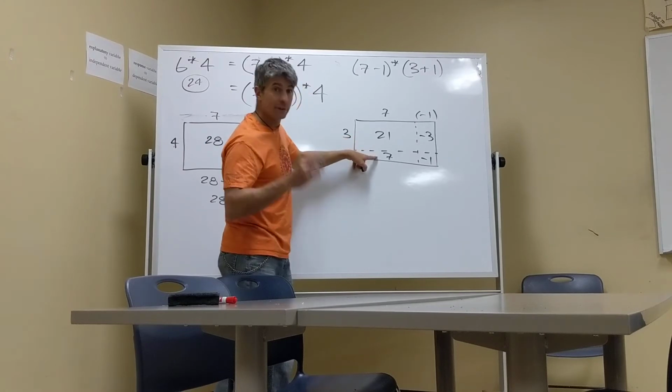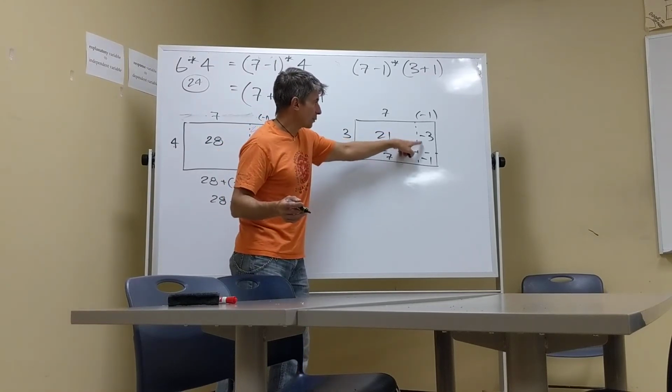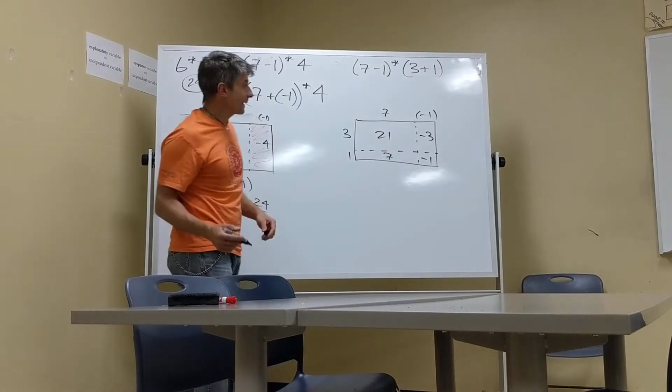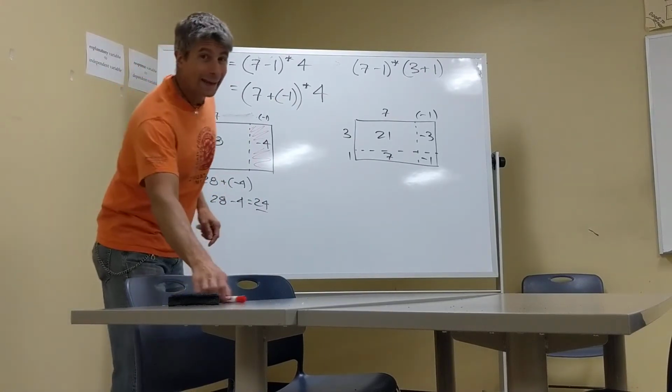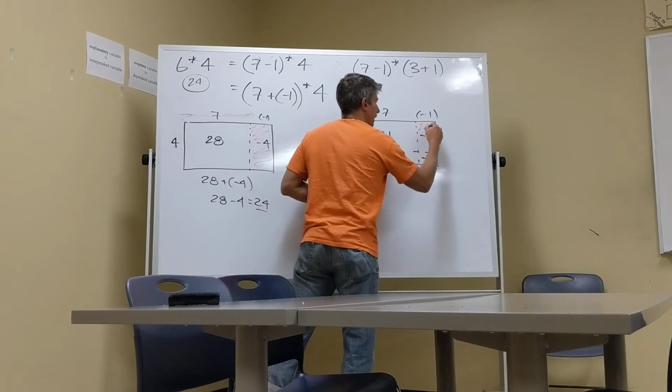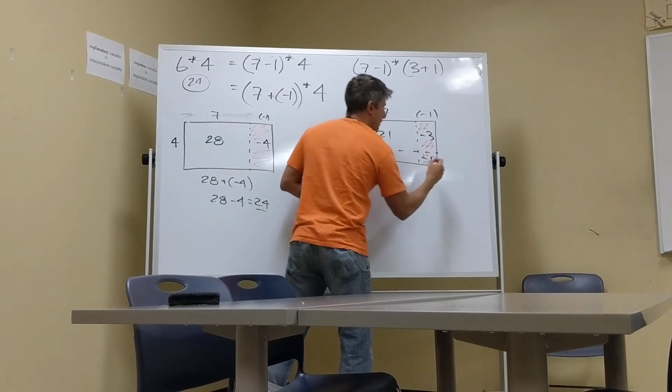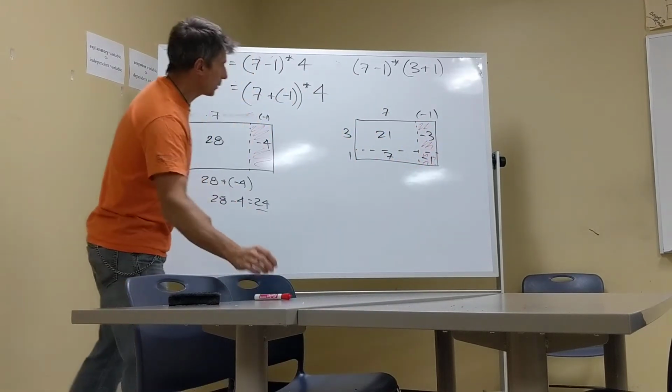21 plus 7 is 28. Minus 3 is 25. Minus 1 is 24. So once again, you end up with the exact same 24. You're adding the negative values in, and that's bringing it back down to what it should be at 24. Okay.